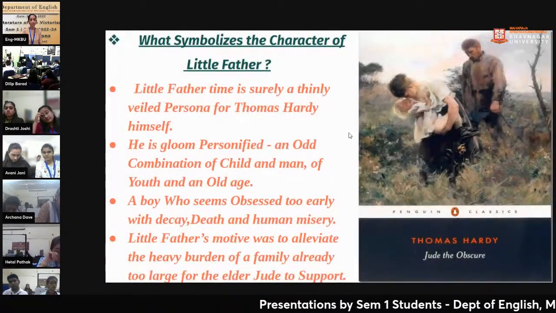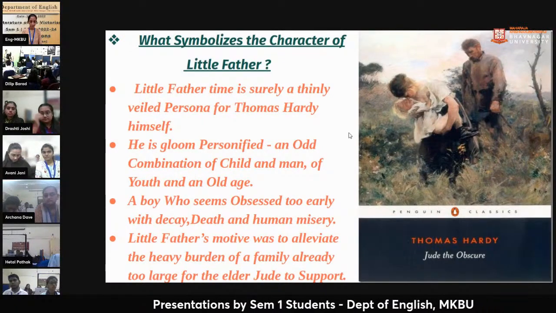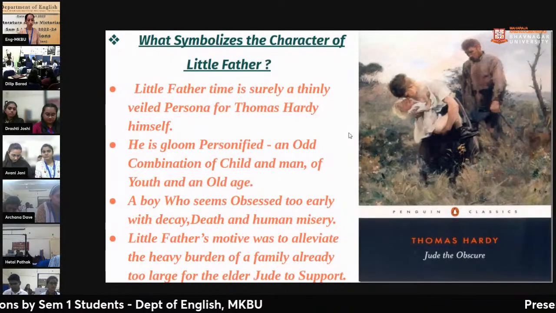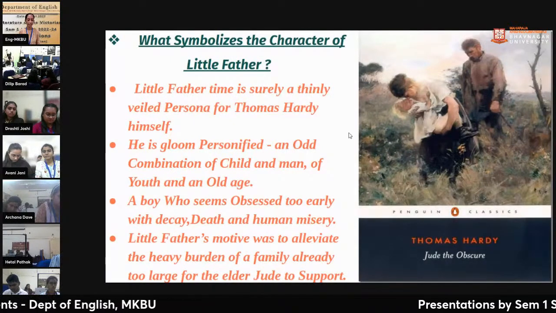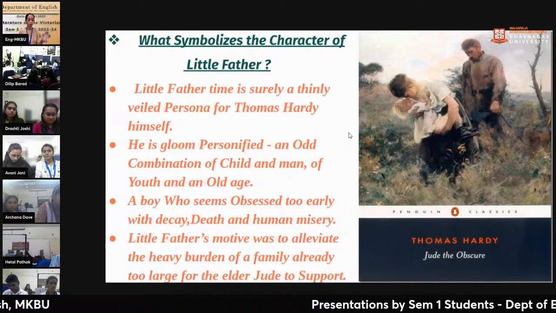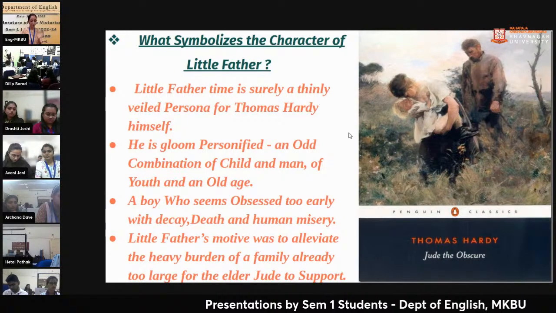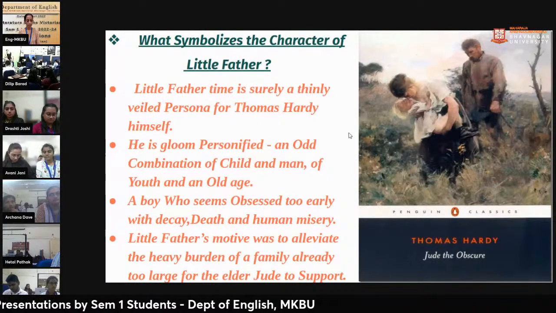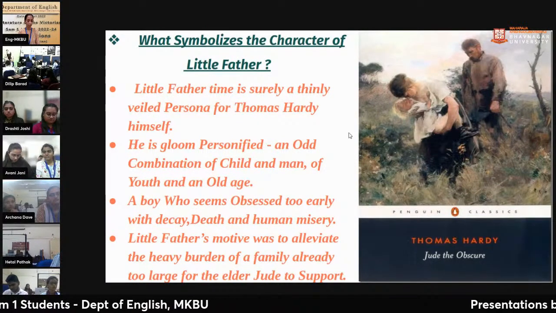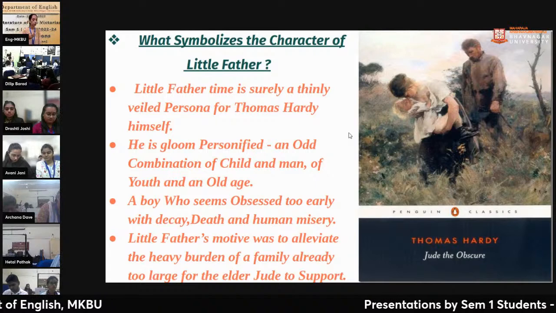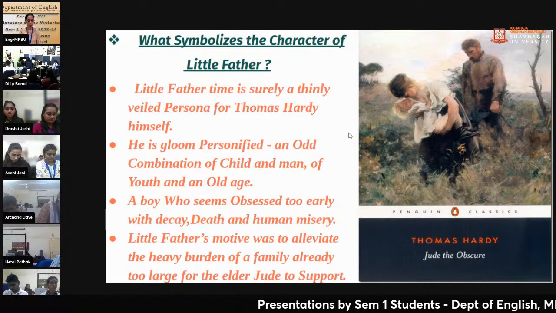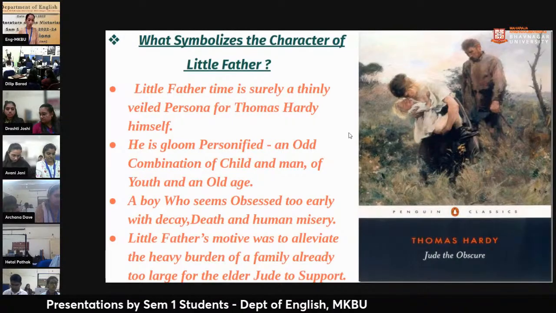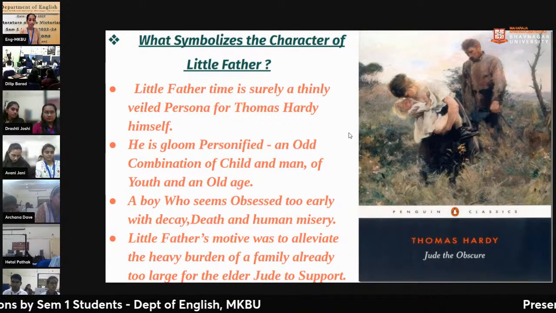What symbolizes the character of Little Father? Little Father Time is surely a thinly veiled persona for Thomas Hardy himself. He is gloom personified, an odd combination of child and man, of youth and old age. A boy who seems obsessed too early with decay, death, and human misery. Little Father's motive was to alleviate the heavy burden of a family already too large for the elder Jude to support.